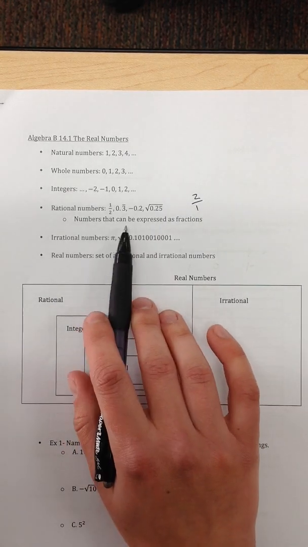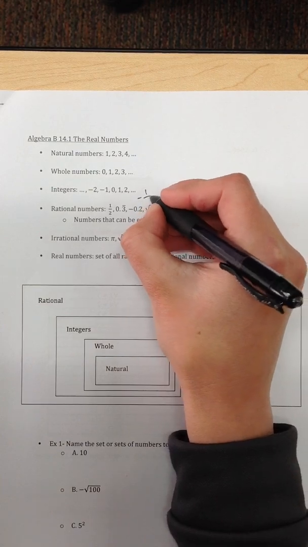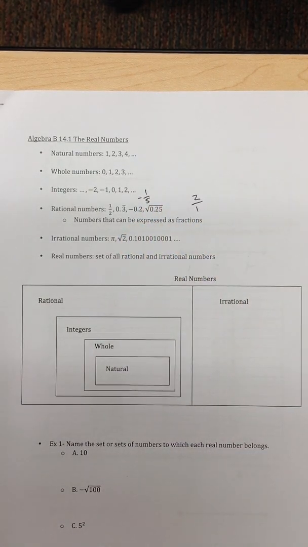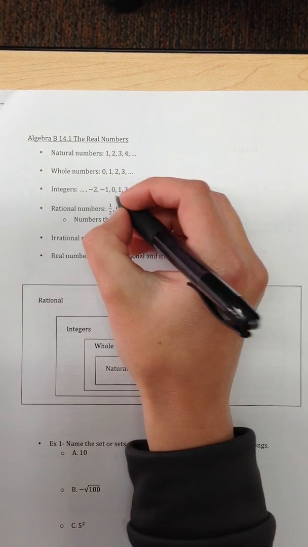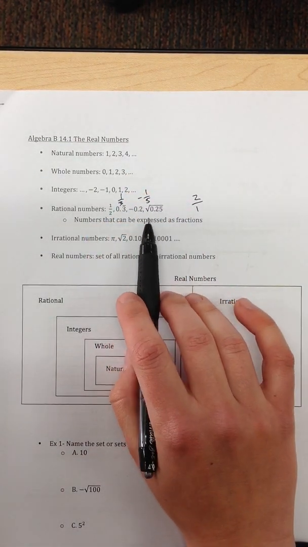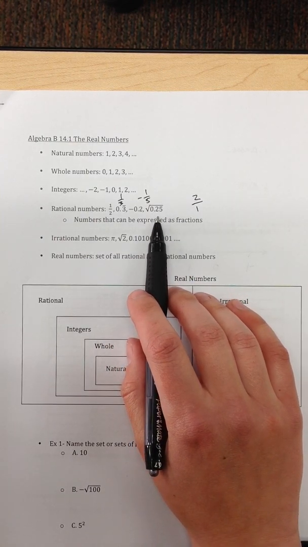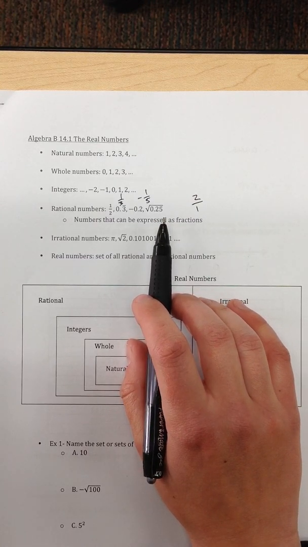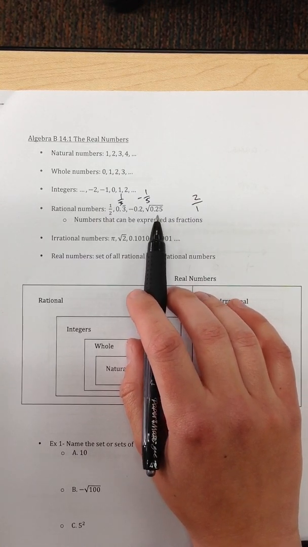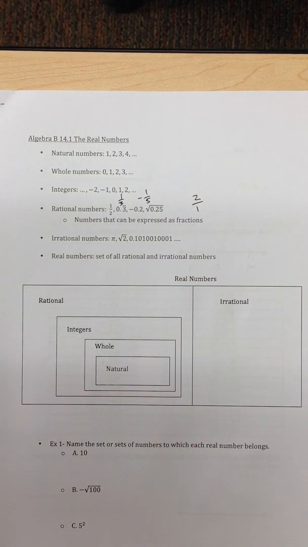So 2 would be a rational number. You can have decimals here, so like -0.2 is the same as -1/5. So that could be written as a fraction. 0.3 repeating is the same as 1/3. And then this one here, you can have square roots if it comes out nice. I believe this is the square root of 0.25. I think it's a half. I'm not quite sure on that one, but it does come out to be a nice fraction.